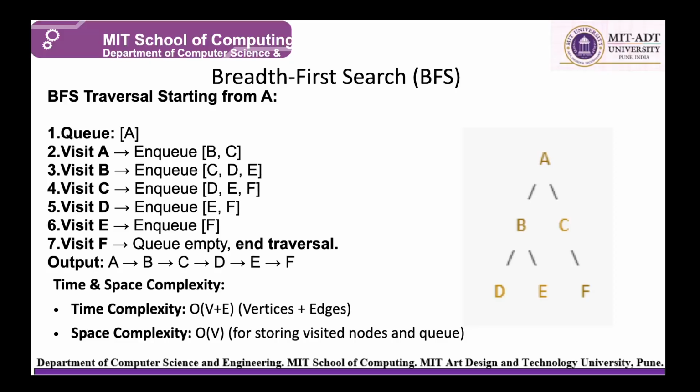Then what is the space and time complexity of this? Time complexity is O of V plus E, that is vertices plus edges, and space complexity is O of V, where V is nothing but the nodes, the visited nodes. So in this way BFS works.